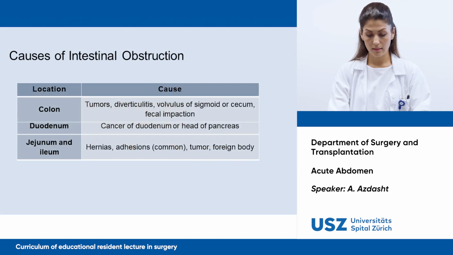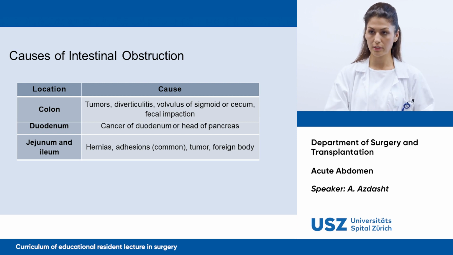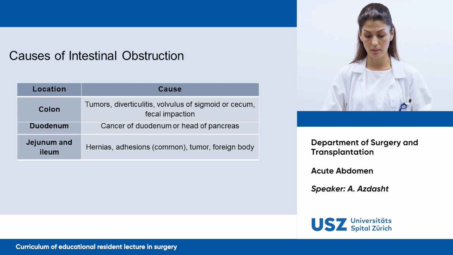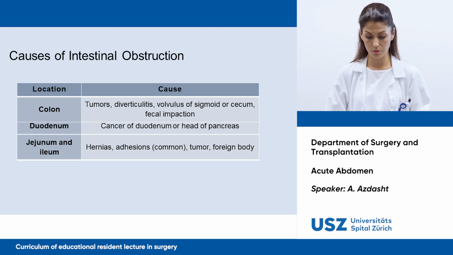You can also find an obstruction in the duodenum due to a tumor of the duodenum itself or of the head of the pancreas causing a compression of the duodenum due to the topography. And the reason for jejunal obstructions often are incarcerated hernias, can also be due to tumors or adhesions due to prior surgery.